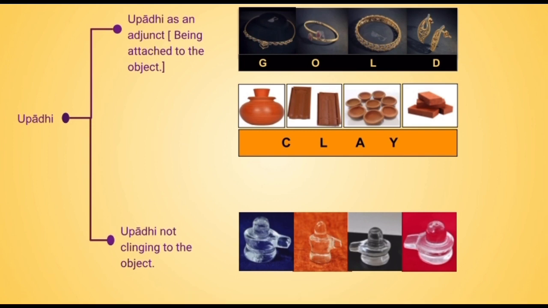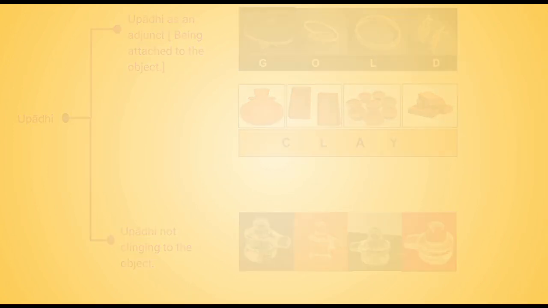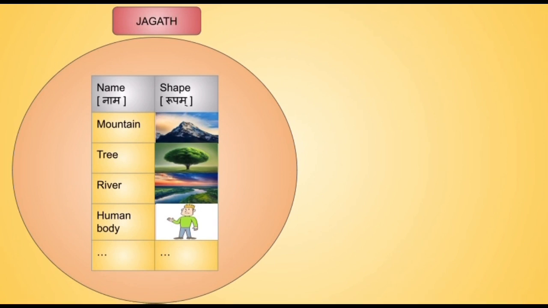Let's apply the same thing to our existence. In the Jagat where we are living, we see lots of variations. It contains many entities with the name and shape associated with it, called Nama and Rupam.